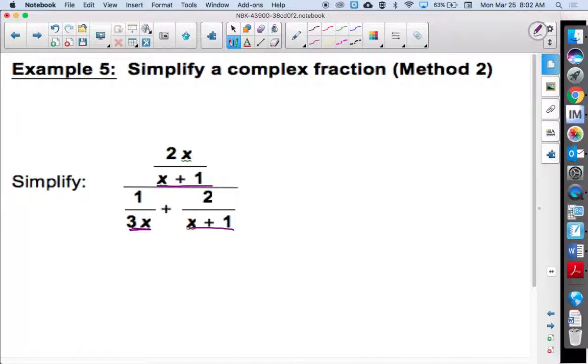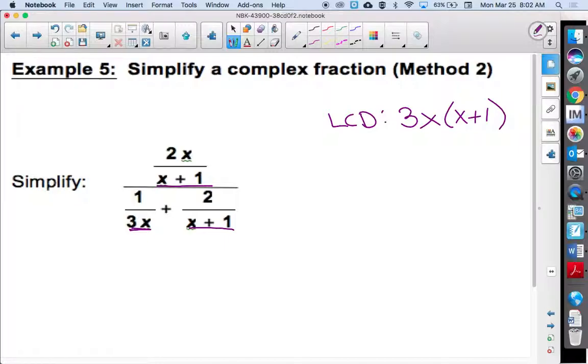Julia? 3x, x plus 1. Right, so we're using all 3 of them, and our least common denominator, she said, was a 3x, because the one on the left here has a 3x, and then the other 2 both have an x plus 1. So that's our least common denominator.